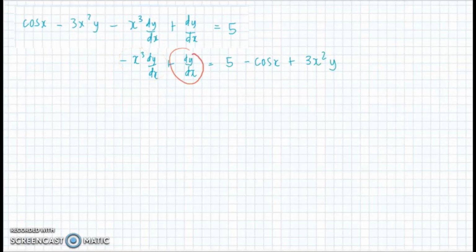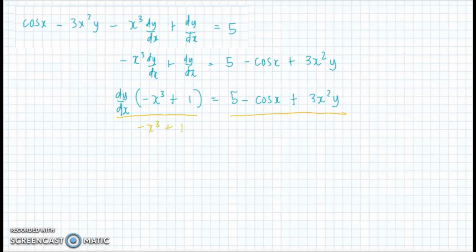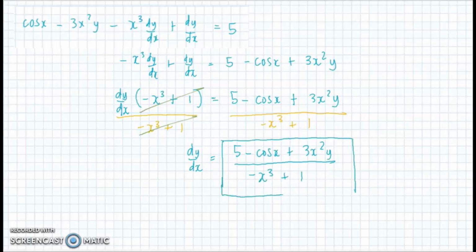So that they are together on one side, and this is common to these two terms, right? We can just factor it out. So we'll have dy dx, and then a negative x cubed dy dx by dy dx, it's just negative x cubed. And dy dx by dy dx is just a positive one. And equals, again, 5 minus cosine x plus 3x squared y. And we're almost there. We just need to divide both sides by negative x cubed plus 1 so that we can isolate our dy dx. So we cancel this and we only have dy dx, yay, equals 5 minus cosine x plus 3x squared y all over negative x cubed plus 1. And that's it. That's our final answer here.